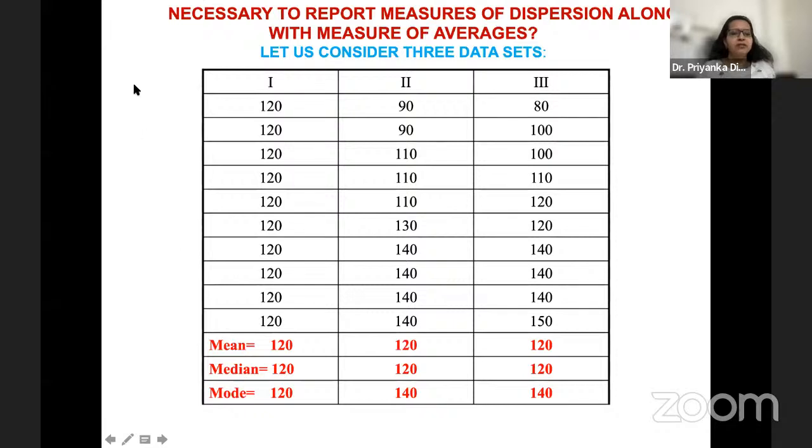Let's say we have 3 data sets: data set 1, data set 2, and data set 3. Okay? And just assume this is the blood pressure of the individuals. In one data set, I have measured the blood pressure, and fortunately, everyone's blood pressure was 120. In the second, you have collected 10 different individuals, measured their blood pressure and found 90, 90, 110 like that. In the third, we found 80, 100, 100 like that.